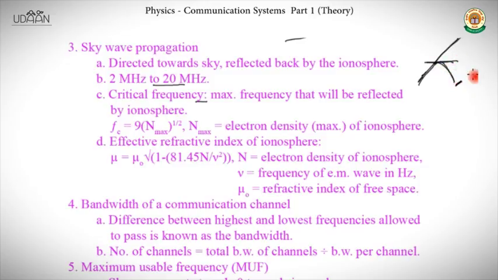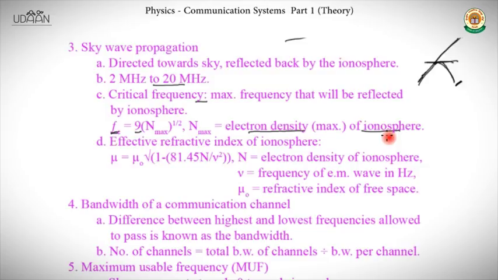And that is why you see an intermediate range of frequencies also. And then for this we have the formula for FC, the critical frequency: FC is 9 into root over N max, where N max is the electron density of the ionosphere. So we see that it directly depends on the electron density. If electron density is more, then we can use a higher frequency.